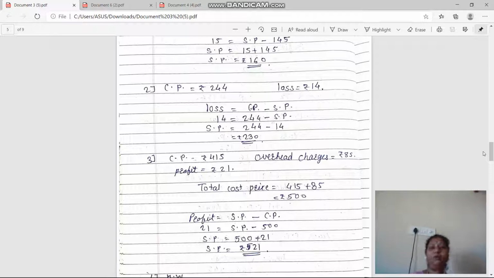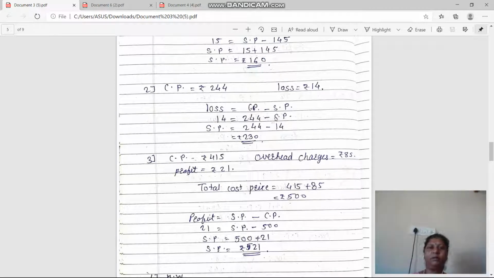If we want to find the selling price, see here the cost price is given. I am explaining the second example. The cost price is 244, and the loss is given, 14 rupees. So which formula do we know? Loss is equal to cost price minus selling price. We know the loss, 14, and the cost price, 244. The selling price we don't know.